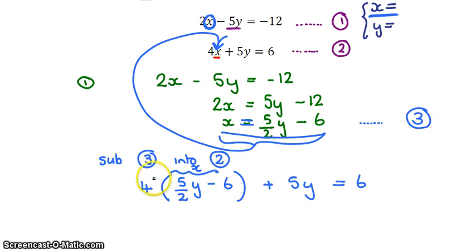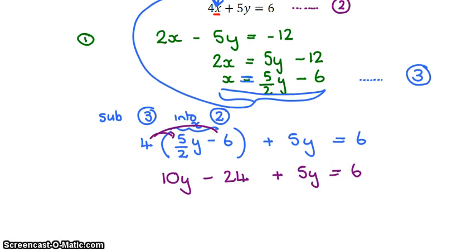Now if I multiply my 4 in, 4 times, now you can use your calculator if you don't like multiplying fractions, but 5 over 2 is 2.5, and 4 times 2.5 is 10y, and 4 times minus 6 is minus 24, plus 5y equals 6. Now, this is a simple linear equation, so I get 15y. I'm going to plus 24 to both sides, and then I can divide by 15 to get 2. Divide by 15 on both sides. So that's the y value that will work in both of these equations.